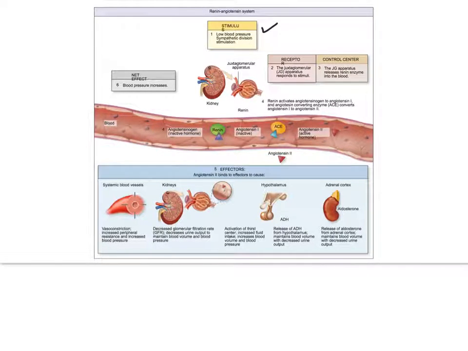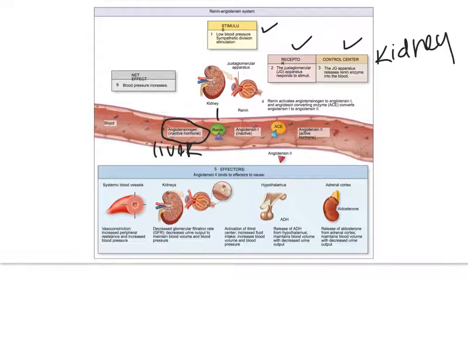So here we start, the stimulus is either sympathetic nervous system turning on or low blood pressure. Okay, so the receptor and the control center are actually in the kidney. So the juxtaglomerular apparatus in the kidney is what detects the low blood pressure, and it releases the renin. Now, angiotensinogen is the inactive hormone. It comes from the liver, and it's released into your blood.